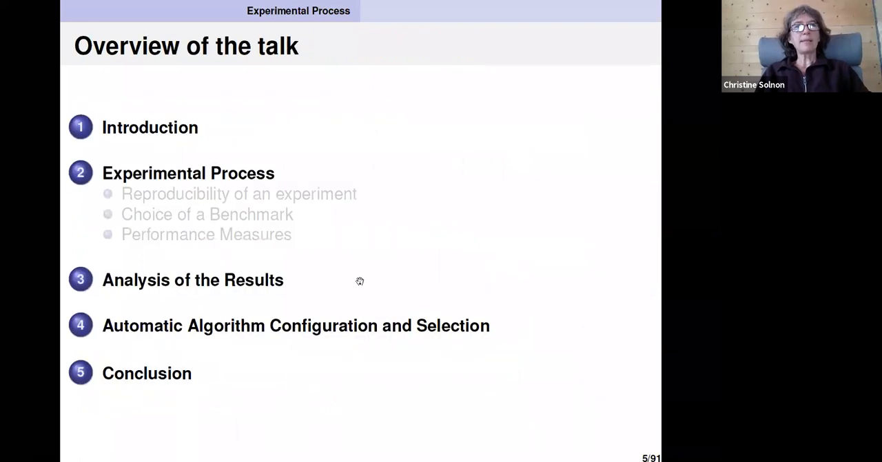Okay, so now it's time to dive into the subject. So first, I will give an overview of the experimental process with a focus on reproducibility, how to choose the benchmark instances, and how to measure performance. And then we'll have a study of how to analyze the results with 3 use cases, 3 real experiments, which we are going to compare. And finally, we will have a look into automatic algorithm configuration and selection.